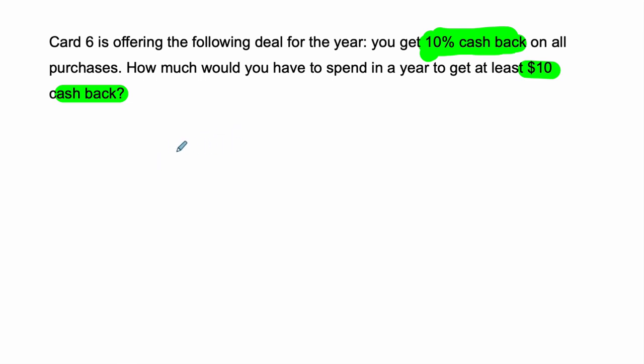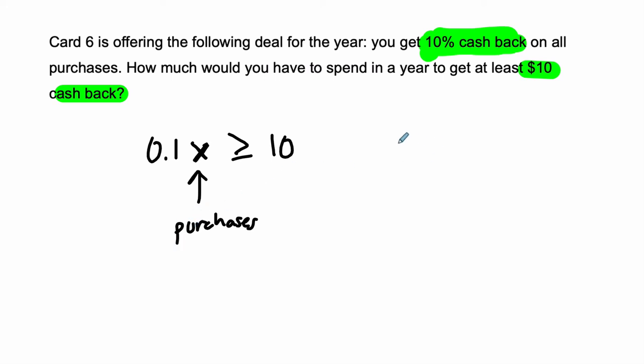up a simple equation. We want to say that 10%, which is 0.1, times some amount X, has to be some. That's the amount of money we're spending. This is the purchases, basically, for the year, how much we'd have to spend. 10% of your purchases, X, would have to be greater than or equal to $10. And we're just trying to solve this inequality.